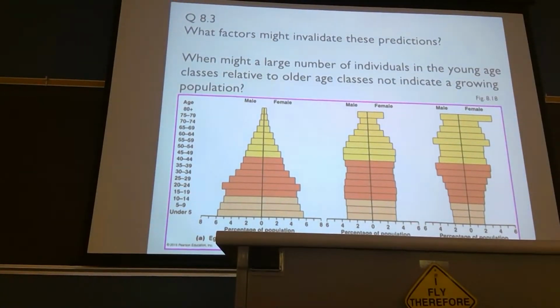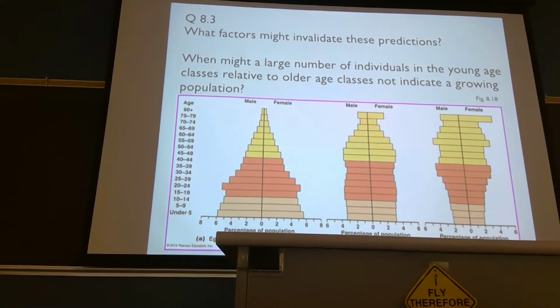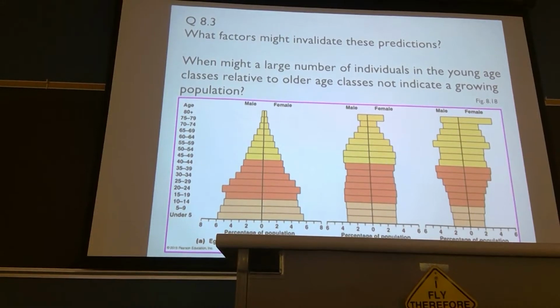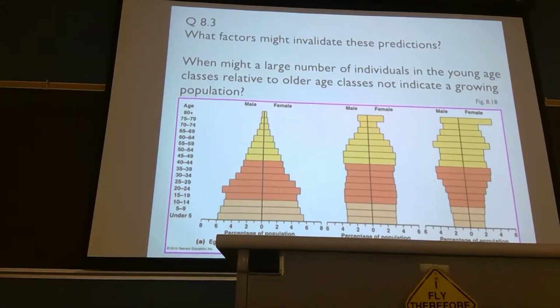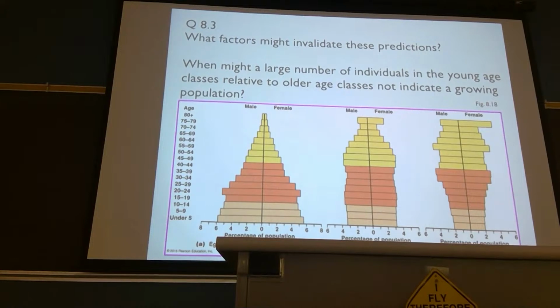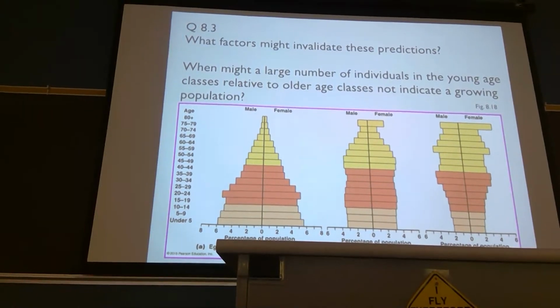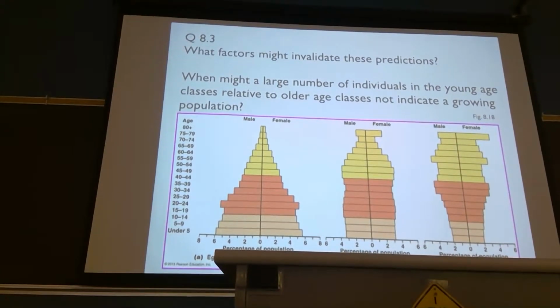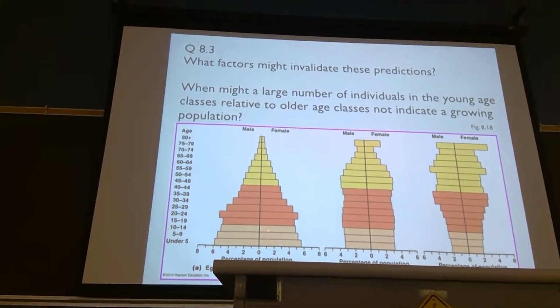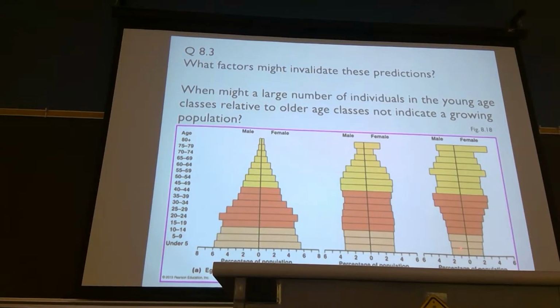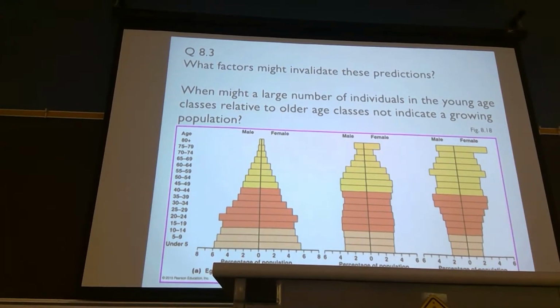So we talked about how that's the textbook story of what's going to happen with these age structures and population growth. What though? I have these two questions for you now to answer with your neighbor. What might invalidate those predictions? What might cause this population to not actually boom in size and experience population growth? And then, when might a large number of individuals in the young age classes not indicate a growing population? When could this population actually start growing again? What would make our predictions incorrect?